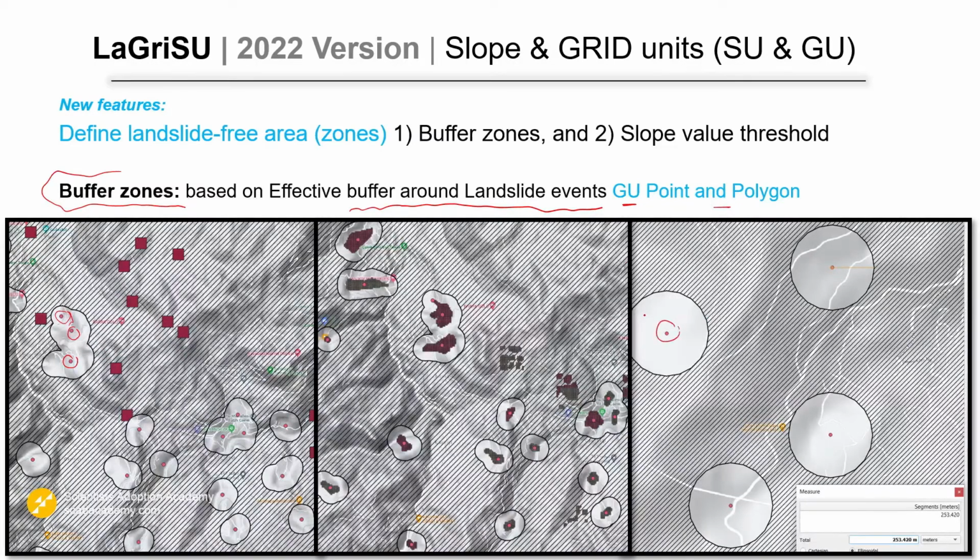In case we have just only points, you can see it's a uniform buffer around these points. But in case you have polygons, you see here now the buffer becomes following the shape of the polygon. So then later on we will randomly select points within these safe areas.